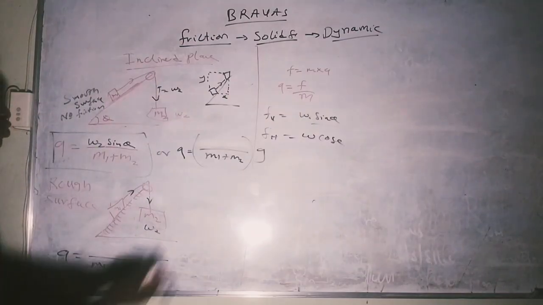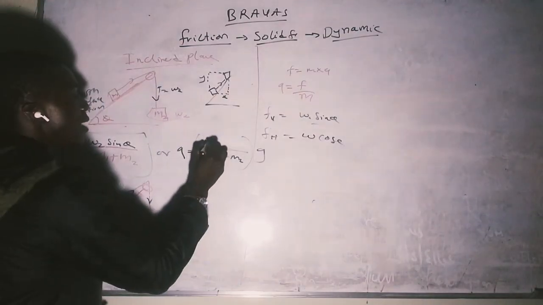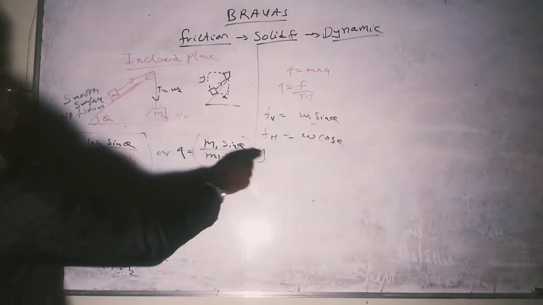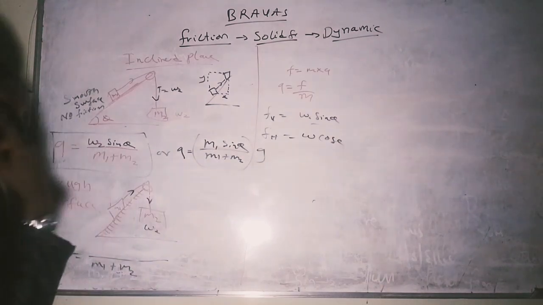So you can also say M2 sine theta times g. When you multiply the mass by the acceleration due to gravity, it will give you the weight W2.